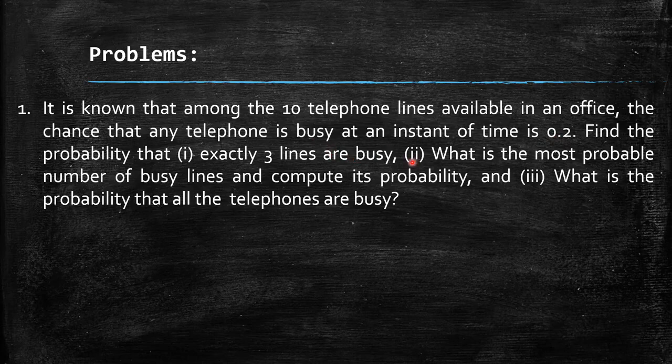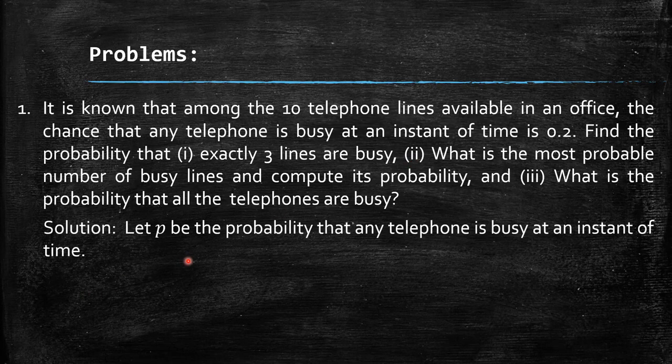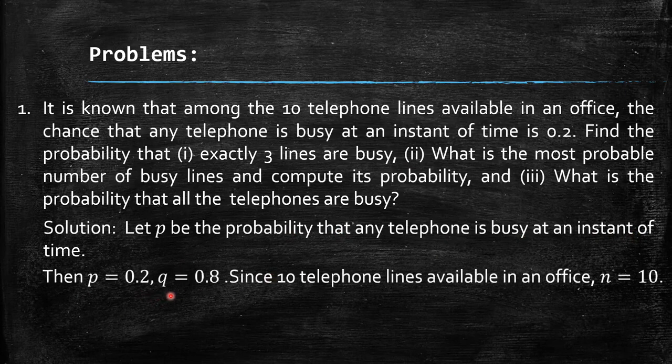So it follows a binomial distribution with the probability function p of x is nCx p power x q power n minus x, where p is the probability that any telephone is busy at an instant of time, which is given, that is p equal to 0.2, thereby q, which is 1 minus p, is 0.8, and n is 10, since 10 telephone lines are available in an office.